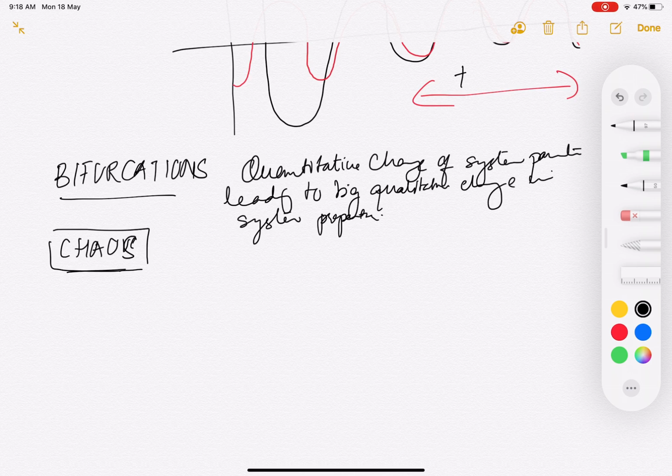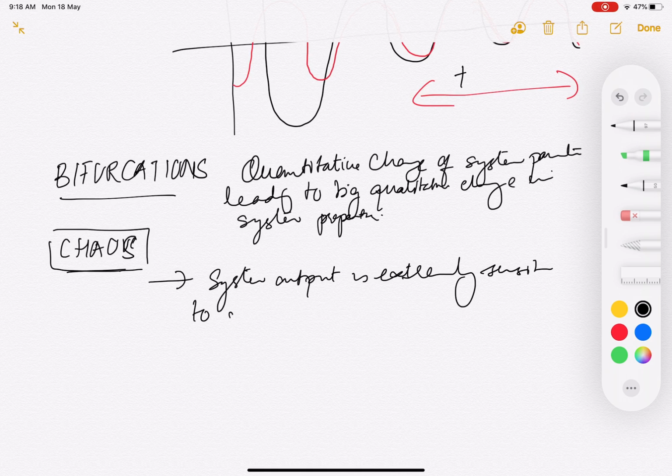Chaos is another important characteristic of nonlinear systems, and what this implies is that system output is extremely sensitive to initial conditions, right? It's basically the unpredictability of the system output.